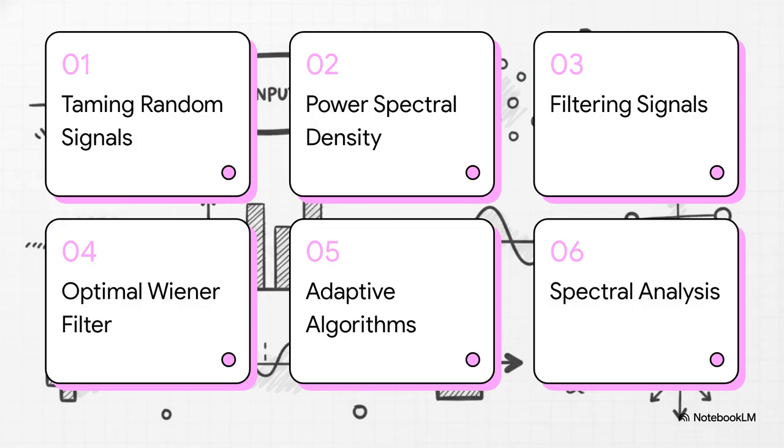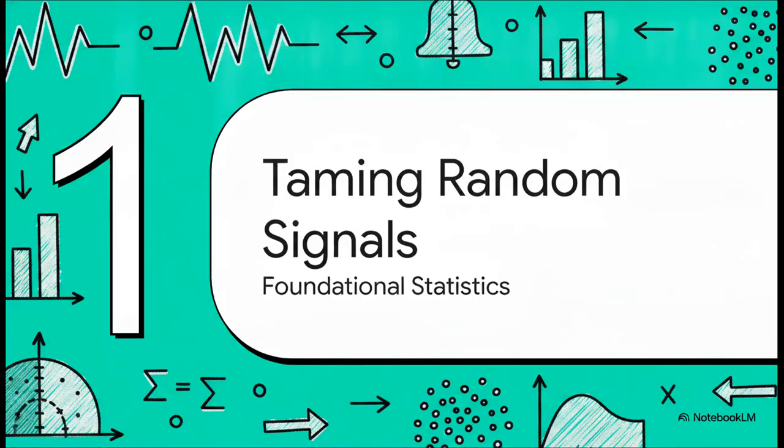So here is our mental roadmap for today. We'll start by taming random signals. Then we'll look at power spectral density, filtering those signals and finding the optimal Wiener filter. We'll wrap up with adaptive algorithms like LMS and RLS, and finally, practical spectral analysis. It's a structured, steady climb from basic probability all the way up to complex filtering. So stick with me.